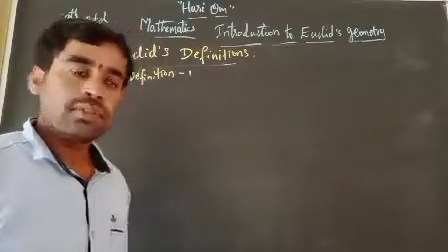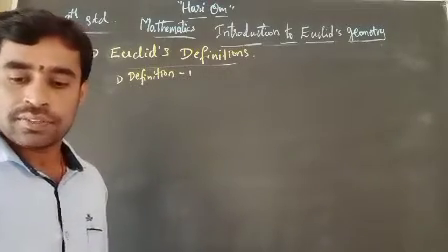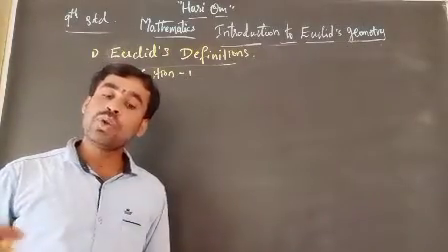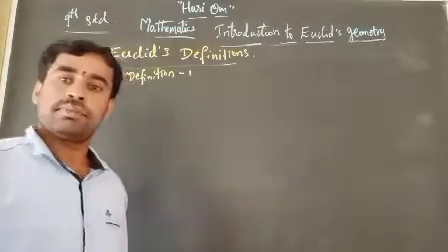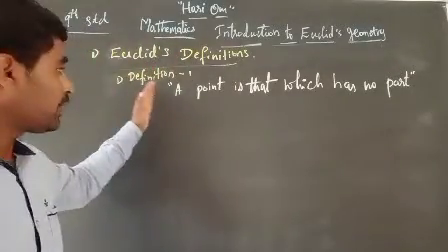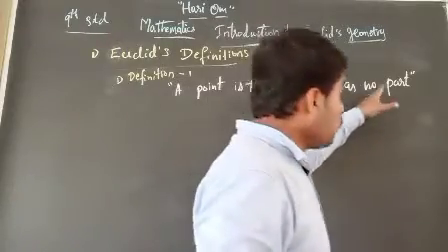Dear students, we have come to definition 1. What does definition 1 say? A point is that which has no part. Dear students, definition 1 is: a point is that which has no part.